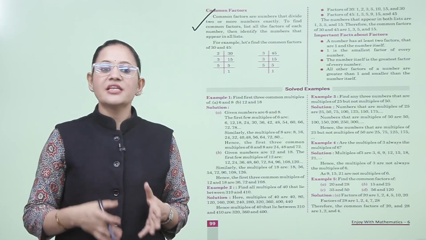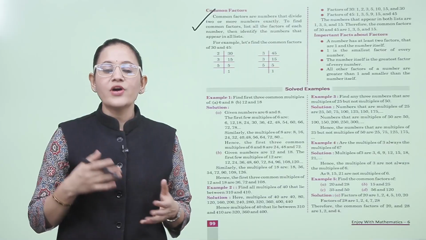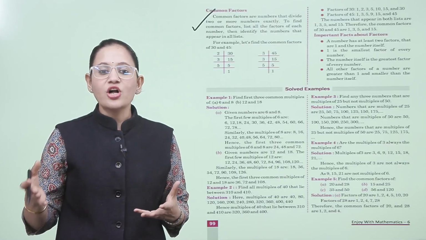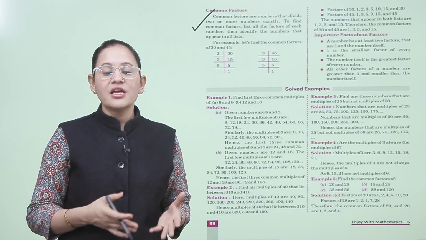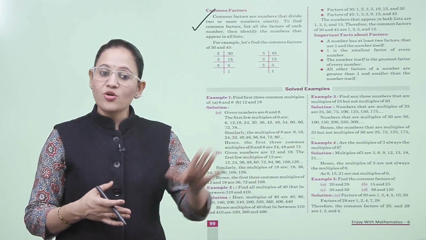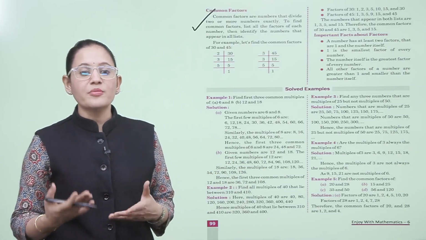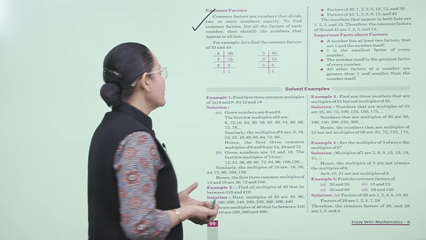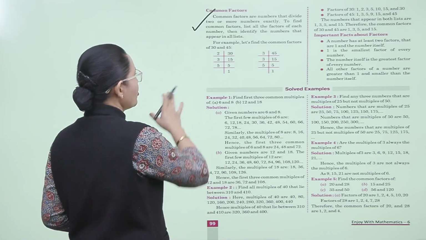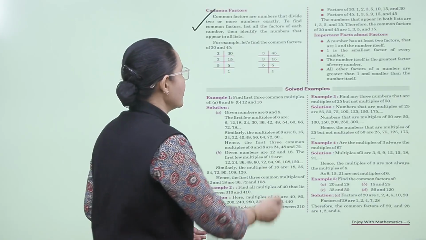Common factors are the numbers that divide two or more numbers exactly. To find the common factor, list all the factors for each number. Then identify the numbers that appear in all lists. For example, let's find the common factor of 30 and 45. So we have to find the common factor of 30 and 45.